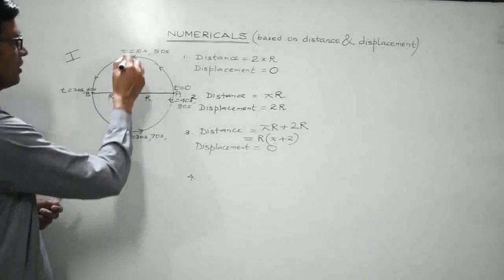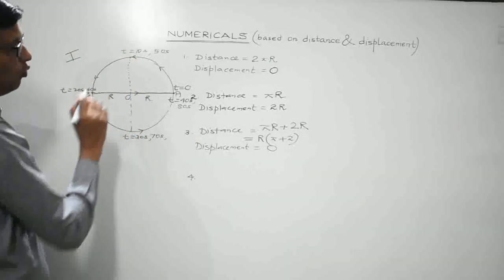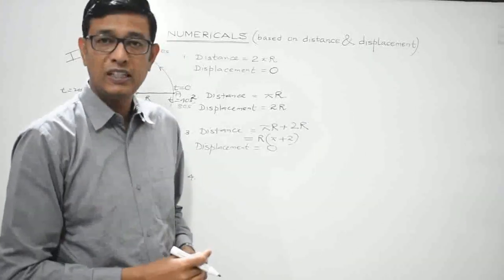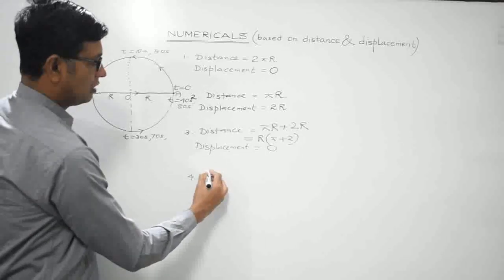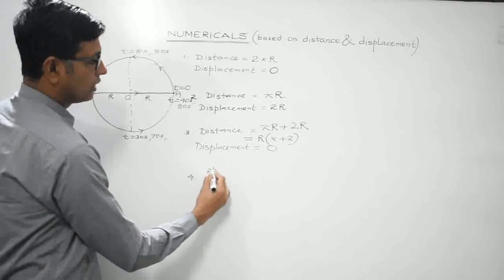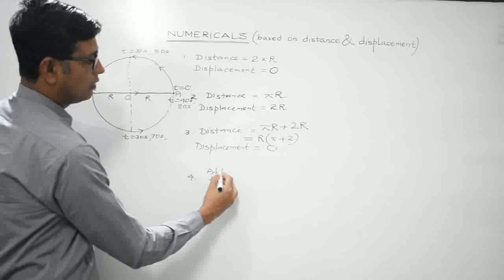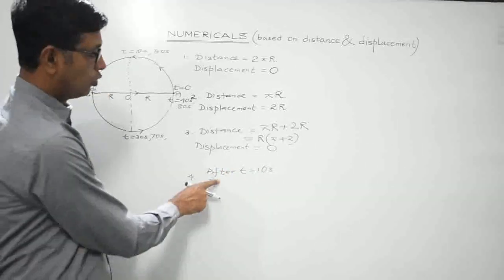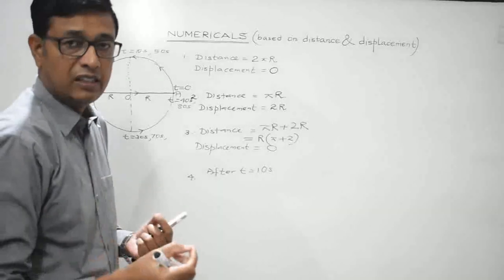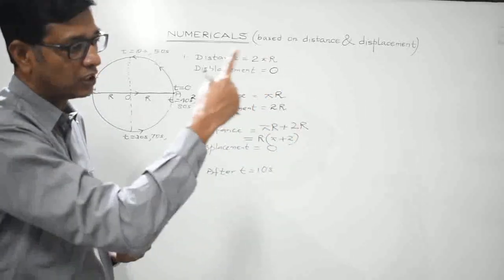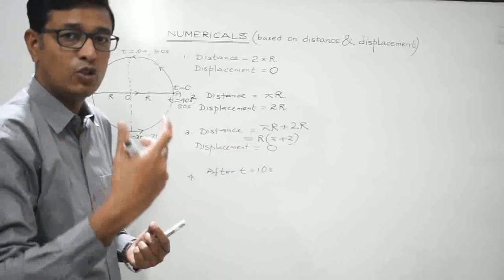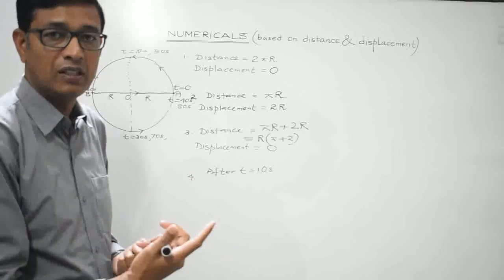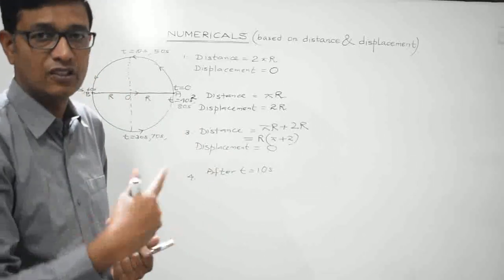Now the question is, what will be the distance and displacement of the athlete after t equals 10 seconds? So the question is, an athlete having uniform speed moves along the circular track and is able to complete one round in 40 seconds. So what will be the distance and displacement after t equals 10 seconds after his start?